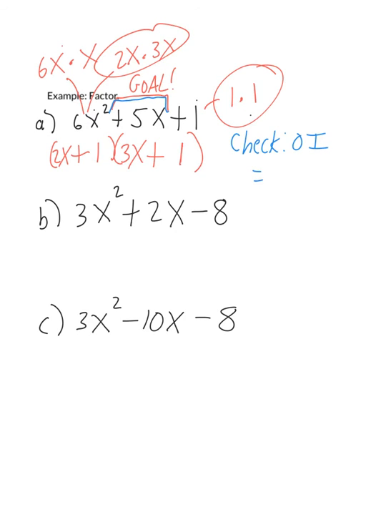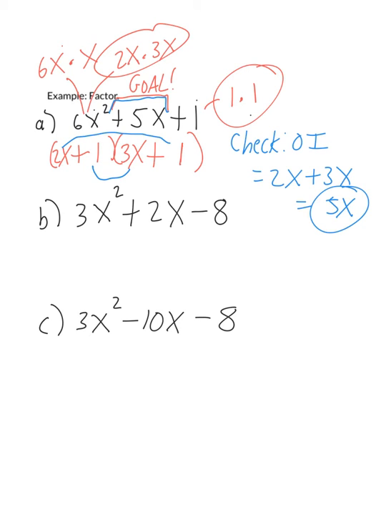So let's check it out. The outer terms, that's what the O stands for, first. If I do 2x times positive 1, that's going to be 2x. The I stands for the inner terms. If I do 1 times 3x, that's positive 3x. 2x plus 3x gives me, yay, 5x, which is what I wanted.